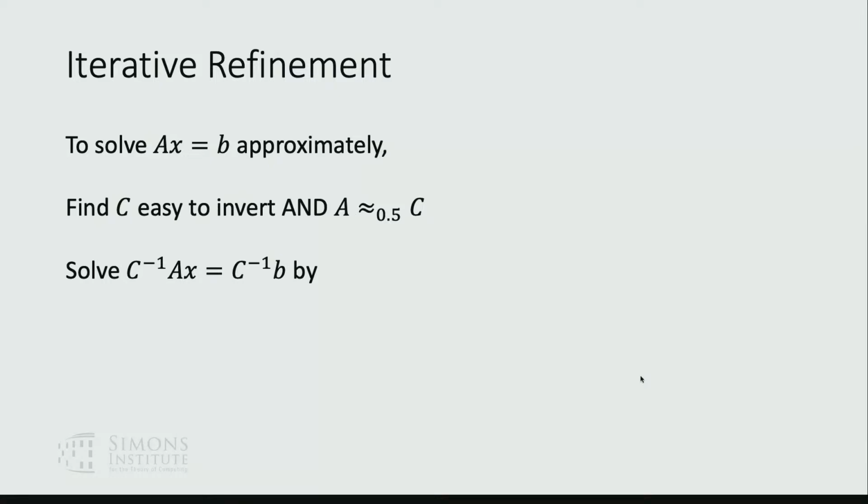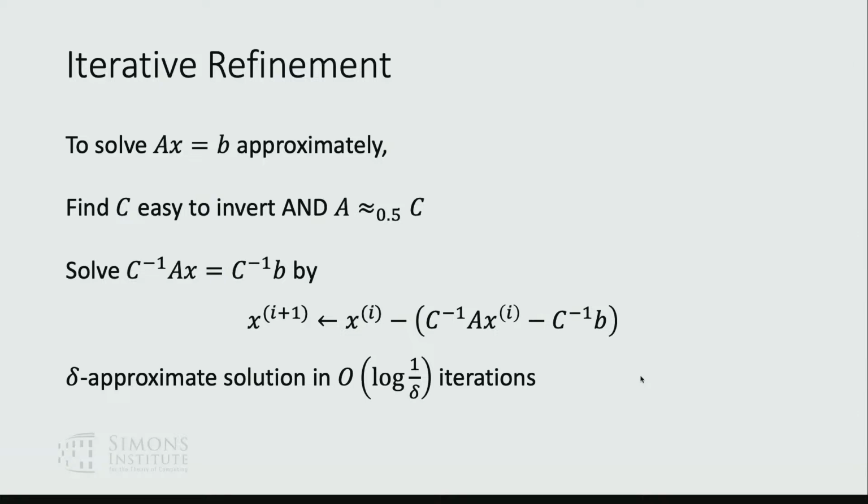And now C inverse is cheap to compute, right? And this system has eigenvalues that are close to 1. So you can do the same algorithm, but now with C inverse A, and just writing the explicit iteration and show that it converges to a delta approximate solution in log 1 over delta iterations.